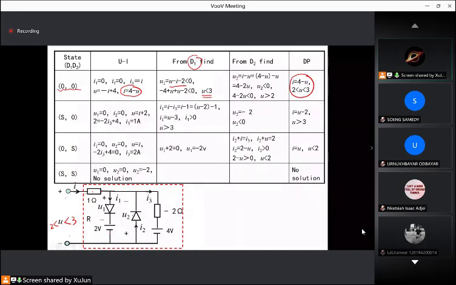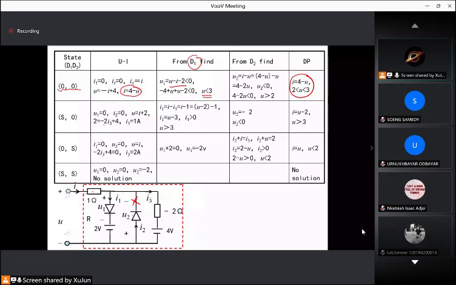And then we assume the D1 short, D2 open. The D1 short. That means there's current here. The D2 open, there's no current. So the U will be equal to I plus 2, because this is a short. These 2 volts and this resistor voltage will be this U voltage. So the U equals I plus 2.